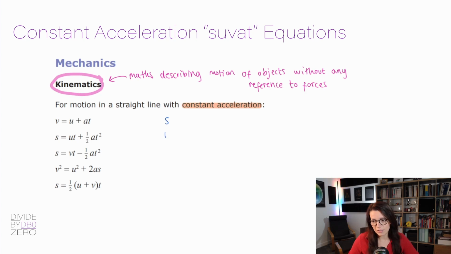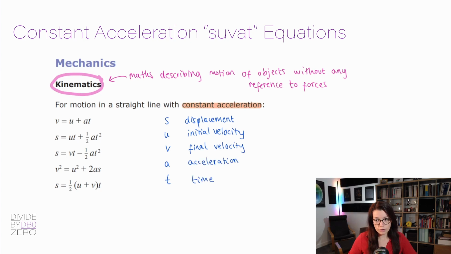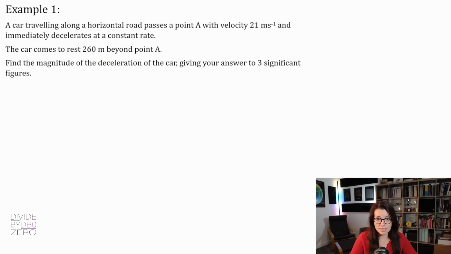So you've got S, U, V, A, and T. S stands for displacement. U stands for initial velocity. V stands for final velocity. A stands for acceleration. And T stands for time. You'll usually only be working with some of these variables at any one time, and it just depends on the question. So let's take a look at some examples.